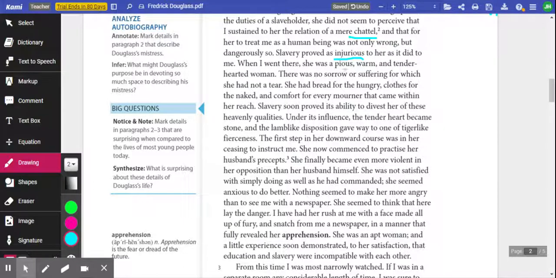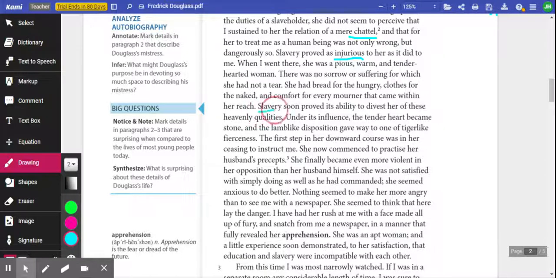When I went there, she was a pious, warm, and tender-hearted woman. There was no sorrow or suffering for which she had not a tear. She had bread for the hungry, clothes for the naked, and comfort for every mourner that came within her reach. Slavery soon proved its ability to divest her of these heavenly qualities.